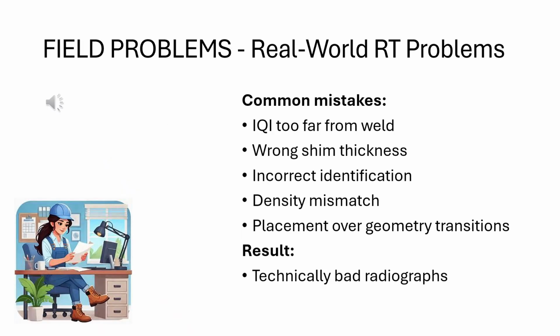In the field, common RT problems repeat over and over. IQIs placed too far from the weld, wrong shim thickness, incorrect identification markers, density mismatches, placement over geometry transitions. All of these can produce technically bad radiographs even when the exposure itself looked acceptable at first glance. Experienced Level 2 and Level 3 personnel spend a lot of time catching these details before the customer does.